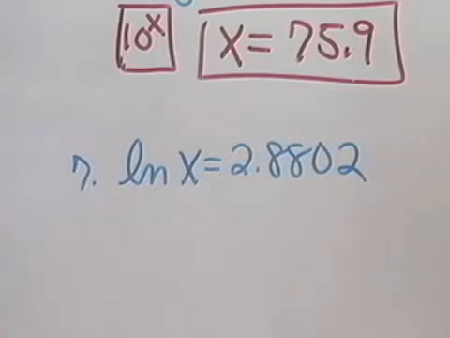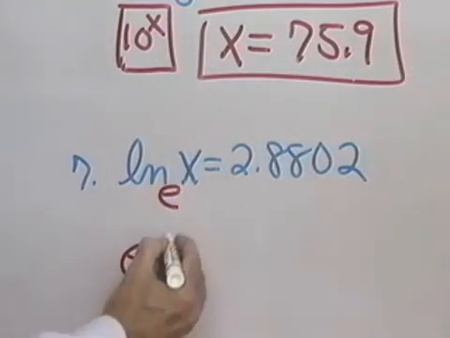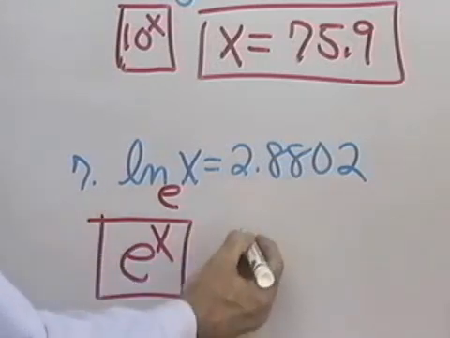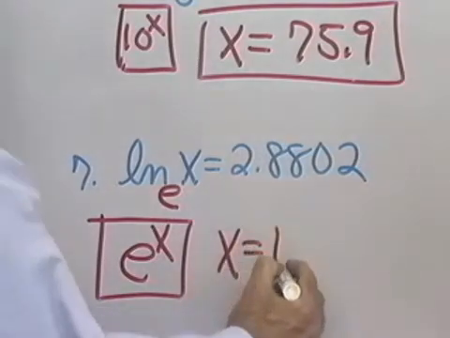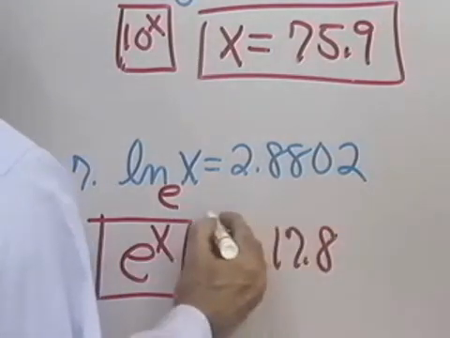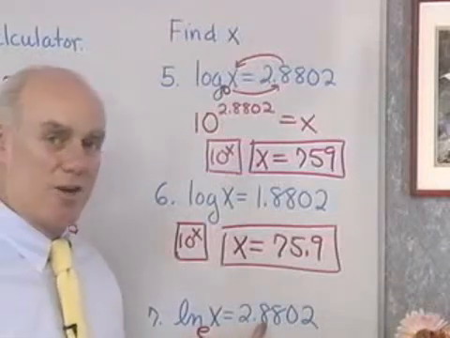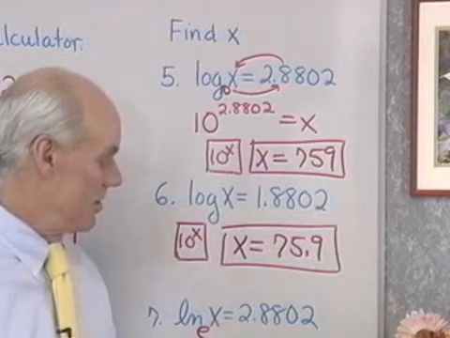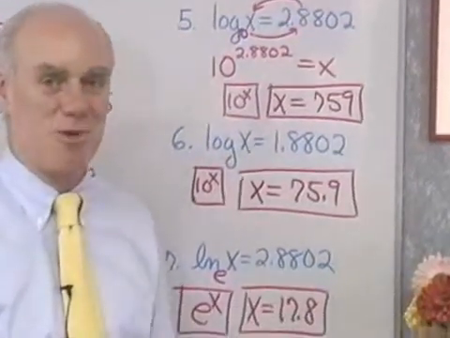Natural log x is 2.8802. Remember, this is e. So I'm looking for my e to the x button. I want to use my e to the x button with this number right here. When I do that, x comes out to be 17.8. So if the natural logarithm of x is 2.8802, then x itself must be 17.8. So you want to check this on your calculator using your e to the x button and see if you can't get that 17.8 yourself.